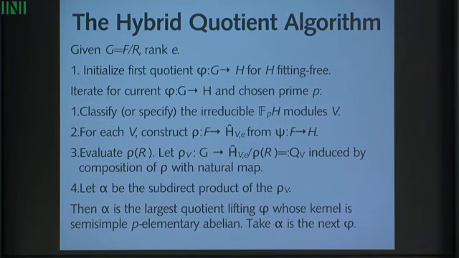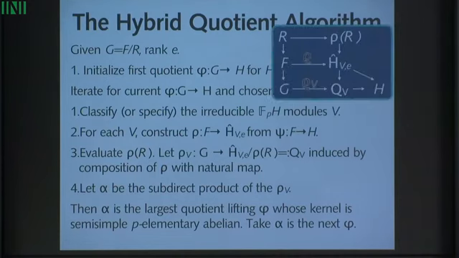If I iterate, I construct for each irreducible module the cover. I evaluate the relators in the cover. I take the quotient, and that will be the largest extension with a V-homogeneous semi-simple module. Well, and then I take the subdirect product of all of these. This alpha will be the next homomorphism. Yeah, I should have shown that picture earlier.